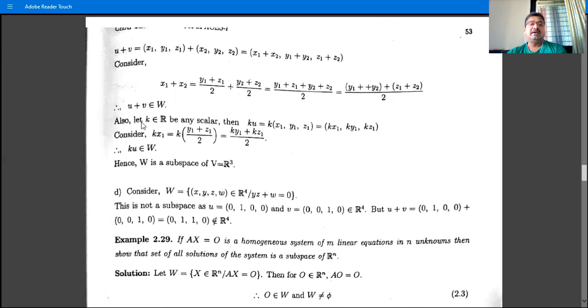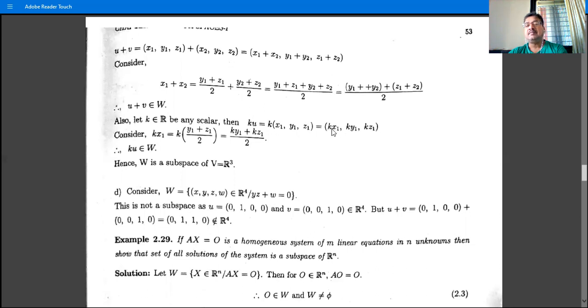Now take k as any element of R, that is a real number, a scalar, any scalar. Then ku is what? k(x1, y1, z1) is (kx1, ky1, kz1). This is the usual scalar multiplication definition in R3. Now consider ku. We have to show this is an element of W.